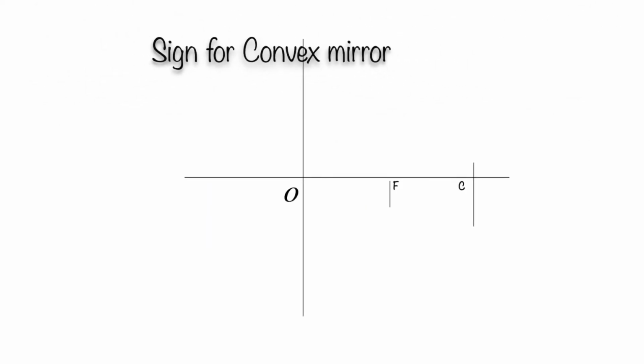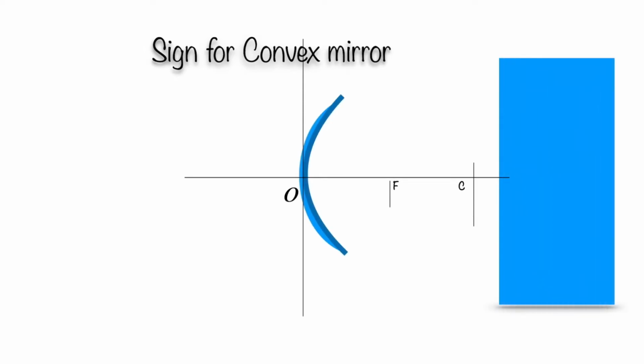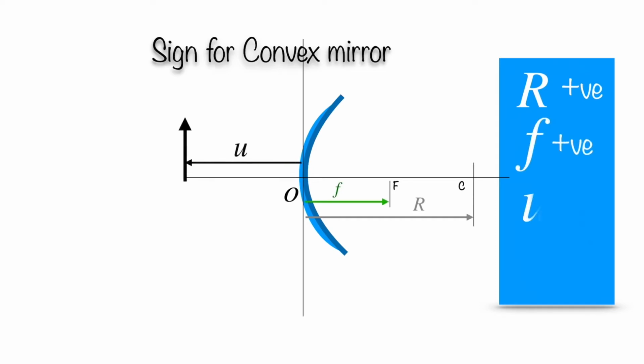Similarly, for a convex mirror, the distance of C from the origin is R, and that is positive. Distance of focal point is again positive. But the object we generally keep on the left side of the mirror, and it's always negative. Distance of the image in case of a convex mirror is positive, because it's on the right side or behind the mirror.